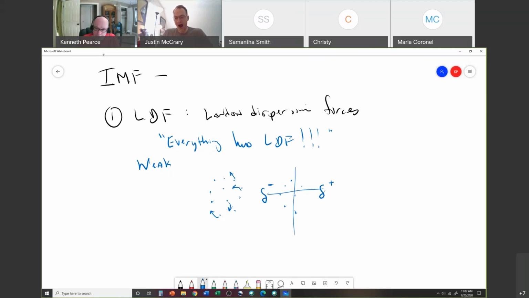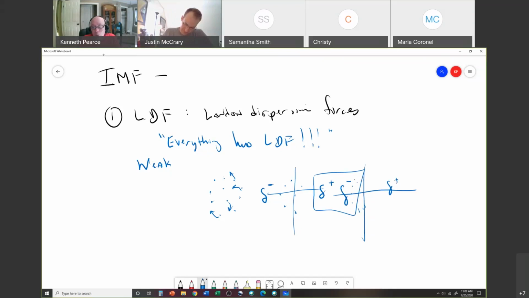And if it just so happens to be next to an atom that also is experiencing that very rare random occurrence, this side is minus, this side is plus. Well, guess what we have right here? We have a little bit of an attraction. So for just that instant, they're attracted to each other. This is LDF. And it has to do with the polarizability of the different atoms.